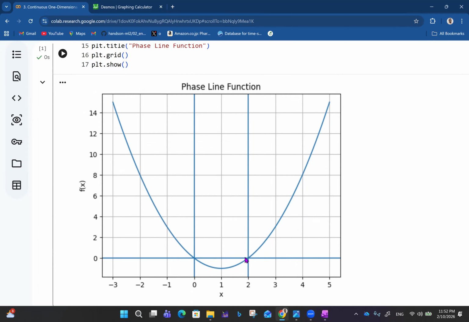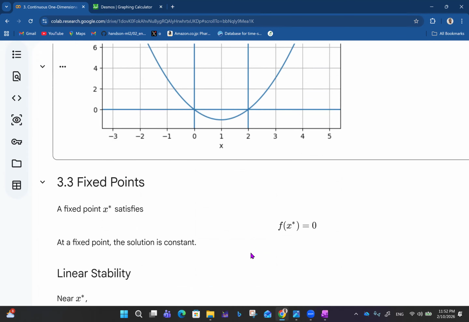For this other one, since it's negative, you're going back towards 0. So 0 and 2 are points of equilibrium. But then 0 is stable because all the arrows are coming towards it, whereas 2 is unstable because all the arrows are moving away from it. So that's the idea of a phase line function.